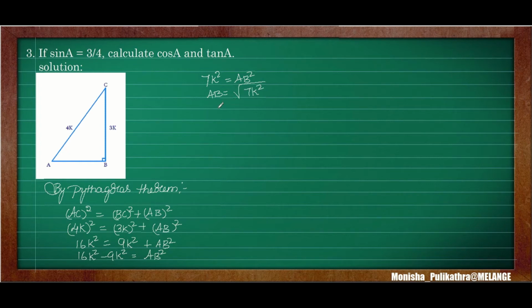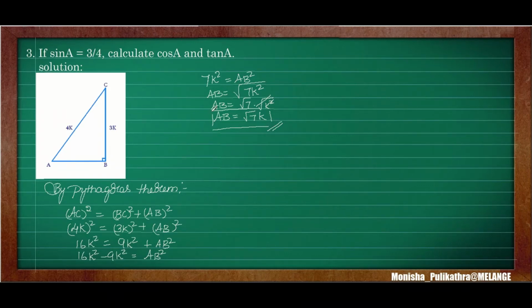Since the square is here, the square root applies to both the numbers, that is root 7 and also root k square. Here the root and square get cancelled. So the value for AB, that is for the adjacent side, is root 7k. So we got the value for the adjacent side.